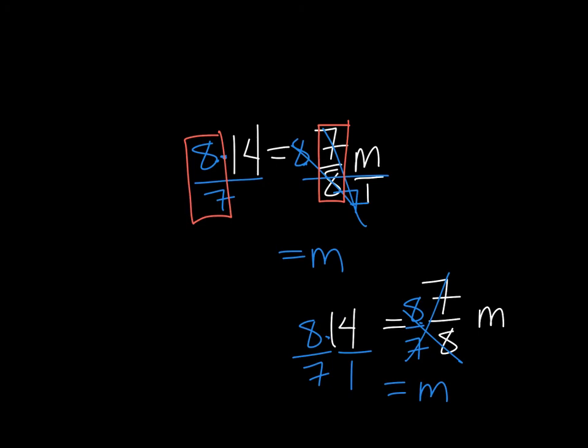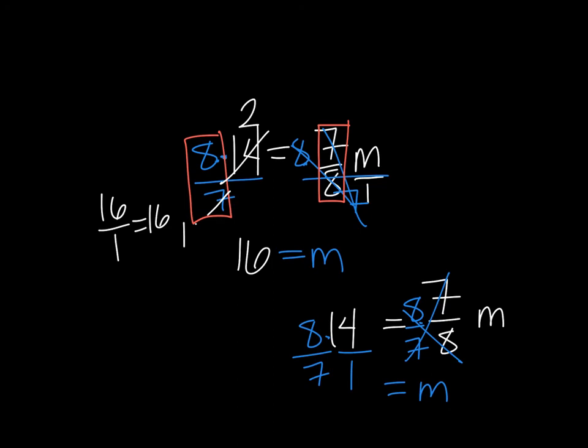Now, when you have this 14 times 8/7, 7 goes into 7 once, 7 goes into 14 twice, so I can do that math. And then on the top now I have 8 times 2, that's 16. And on the bottom I have 1, but 16 over 1 is just 16, so I'm just going to write 16. But if you write 16 over 1, that's perfectly fine.